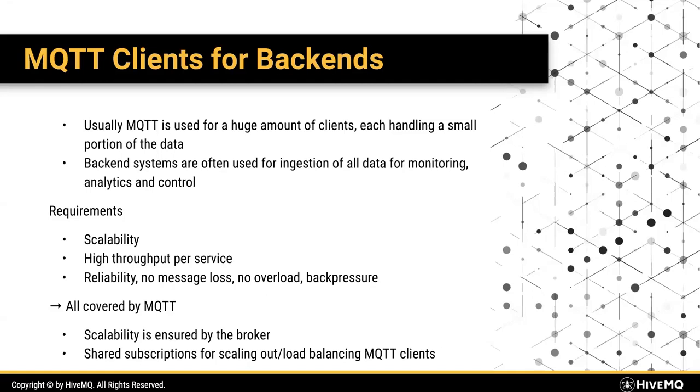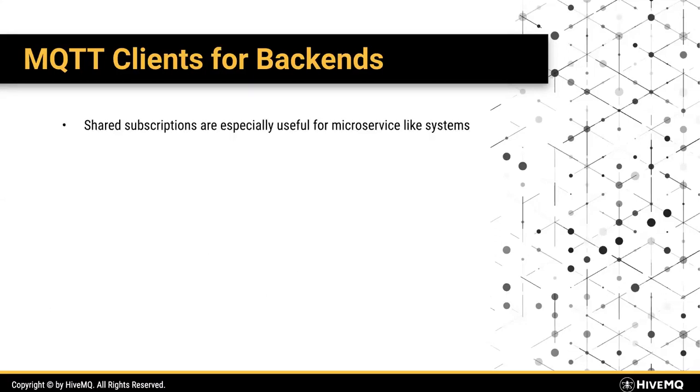Every one of these backend services will get roughly 100 messages per second. So you have really this load balancing built into MQTT in a flexible way. You can remove clients from the group, you can join clients to the group. And so you have really flexible scaling. Okay, shared subscriptions, I talked about this.